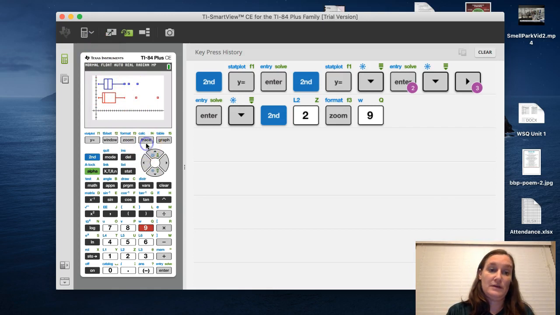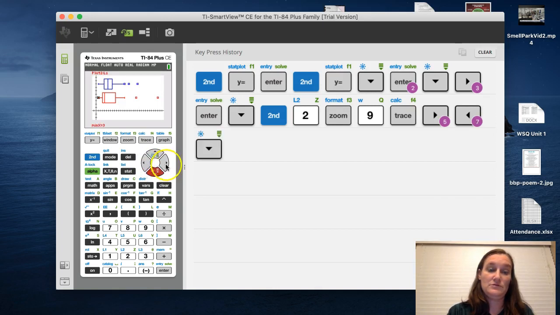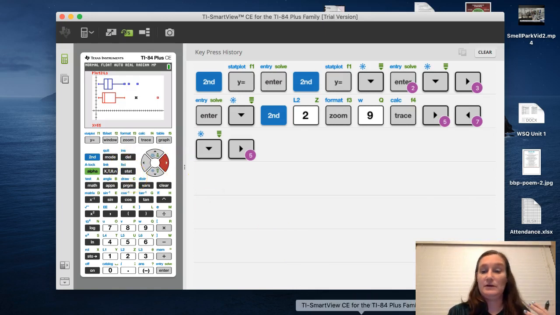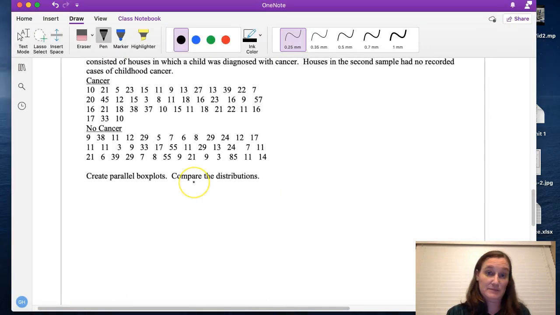You can hit trace, and it will give you the values on each of these lines and the values of the outliers, because those dots are outliers. So you can hit trace. If you hit up or down, it'll switch the graph. So you can do that to get your numbers. Or you can do the one variable stats, get your 5 number summaries for both, figure out if there are outliers, all that sort of thing. This is a little bit more efficient, I guess.